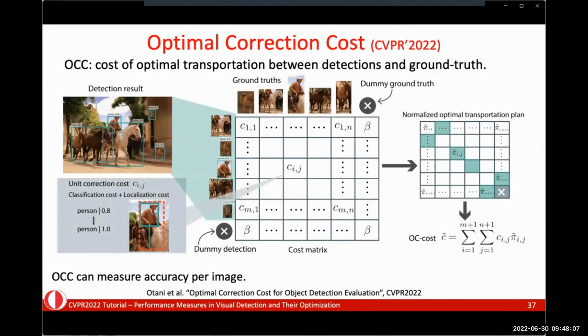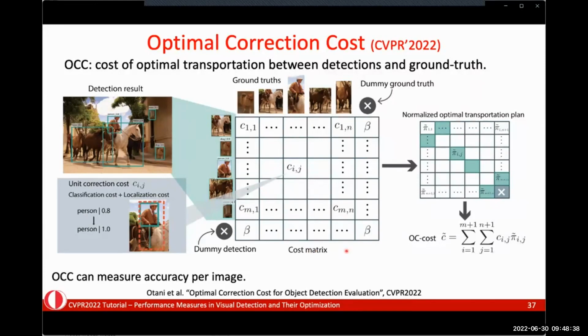the authors propose the optimal correction cost. So given a set of detections here and the ground truth items, they first construct a cost matrix. Each element in this matrix represents the cost of correcting that pair of a detection and the ground truth. And correction includes correcting its label plus its localization quality.